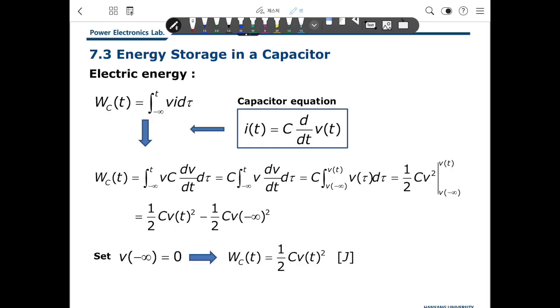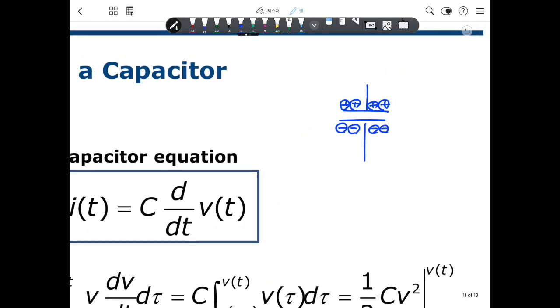So this chapter will discuss how much energy the capacitor stores. A capacitor stores energy in an electric field. If there are some charges stored in the capacitor in this way, then there will be some electric field in the distance between the plus charge and minus charge.